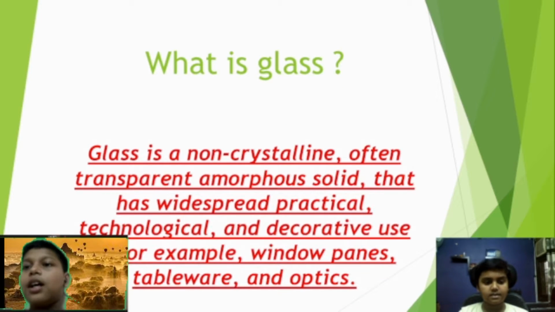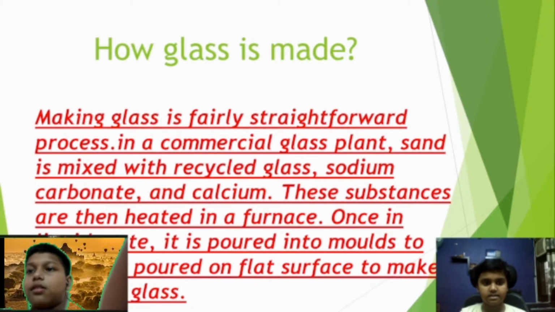Glass. Glass is a non-crystalline, often transparent, amorphous solid that has widespread practical, technological and decorative use in, for example, window panes, tableware, chairs and objects.